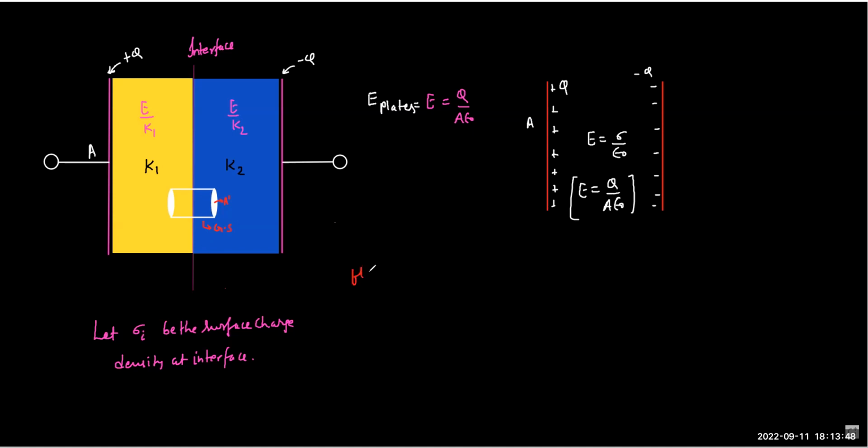So the flux through the cylindrical Gaussian surface is how much? If you write the flux definition, E dot dA, from the left the electric field lines are entering the cylinder, isn't it? Yes. So lines of force are entering from the left side.